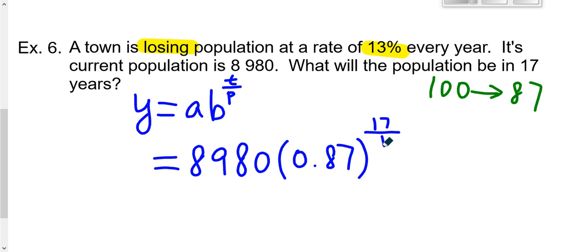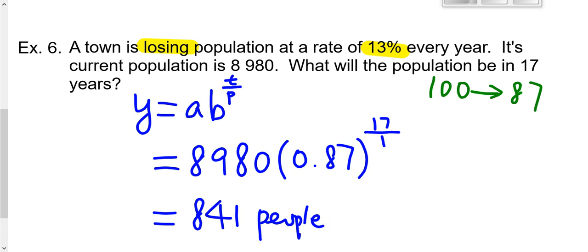So quickly plug the numbers in. You should end up with 841. Again, there is context behind that, not just 841. So that means there will only be 841 people remaining in the town.